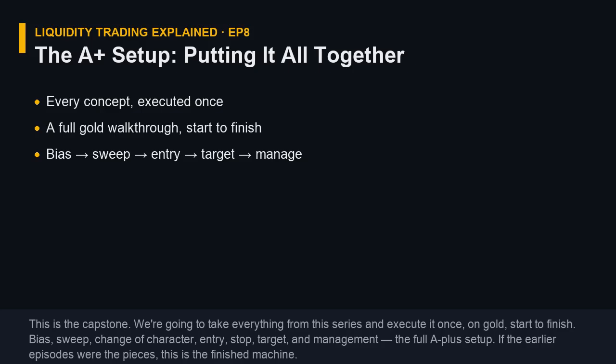This is the capstone. We're going to take everything from this series and execute it once on gold, start to finish. Bias, sweep, change of character, entry, stop, target, and management, the full A+ setup. If the earlier episodes were the pieces, this is the finished machine.